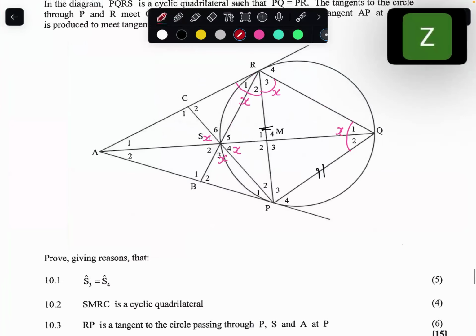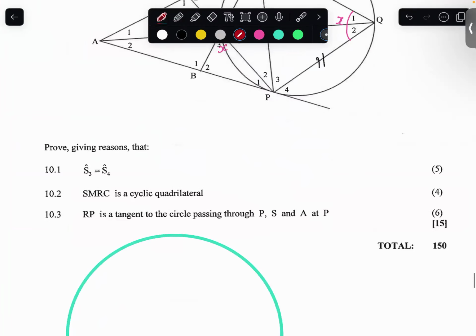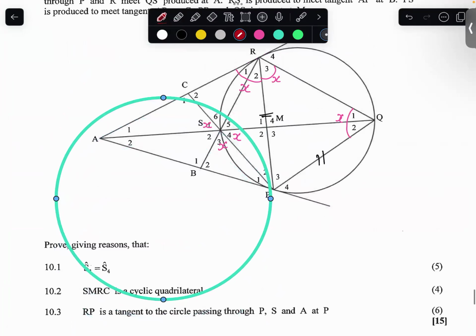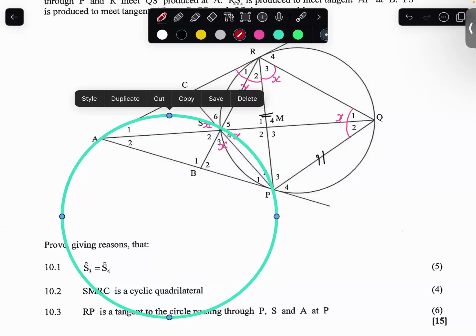Okay, so this last question says, 10.3, RP is a tangent. Prove, giving reasons, that RP is a tangent to the circle passing through P, S, and A at P. First, we're going to sketch in the circle. Here's the circle. The circle passes through P, S, and A, like that.